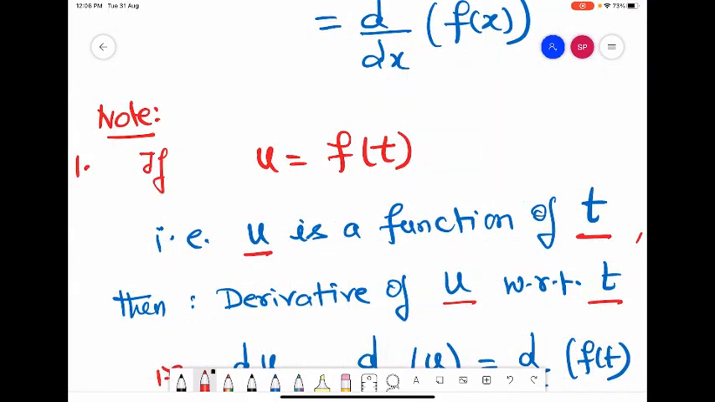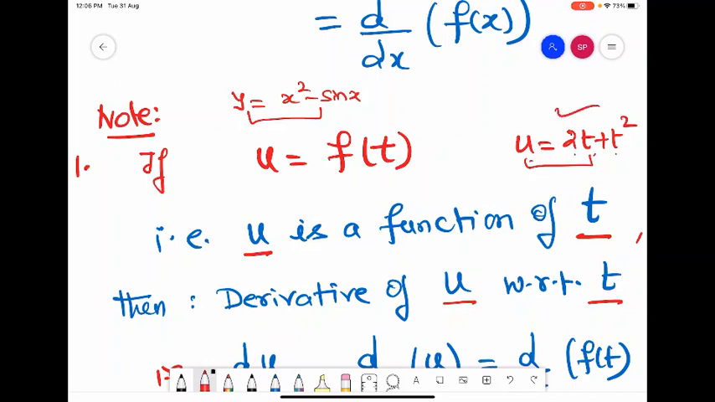Here you can understand. Suppose I have a function u is equal to f of x. For example, I have a function u is equal to 2t plus t square. What is it? u is a function of t. If I write it as y is equal to x square minus sin x, here y is a function of x. If I write u is equal to 2t plus t square, what do I mean by that? u is a function of t. So here the variables don't matter, whatever variables we take. But what is the independent variable and what is the dependent variable, we have to identify from the given function.